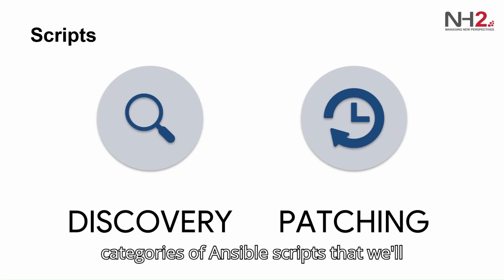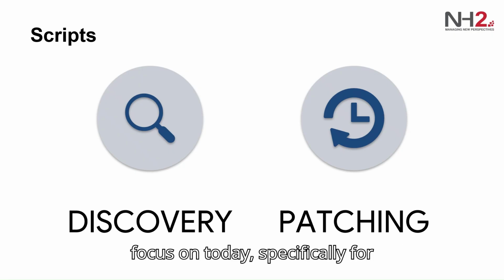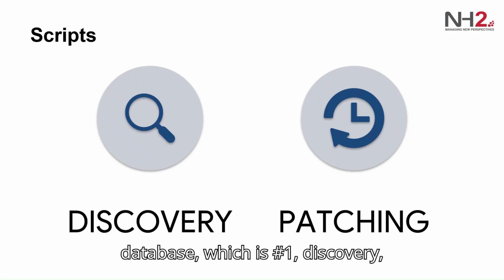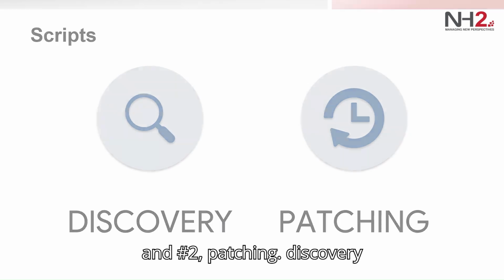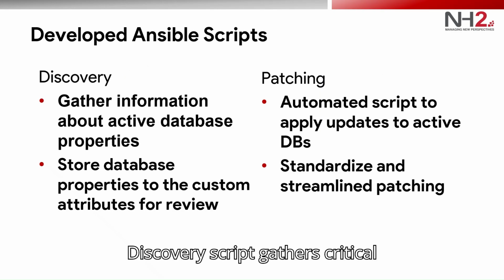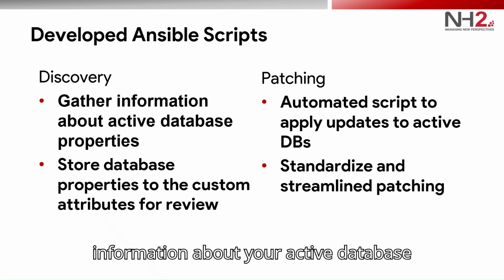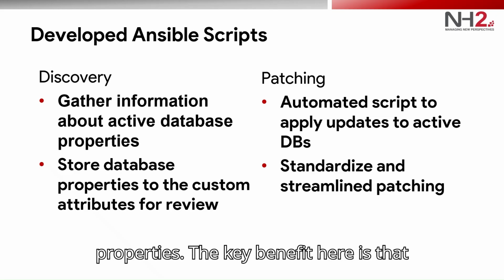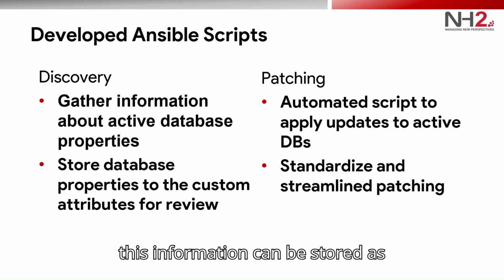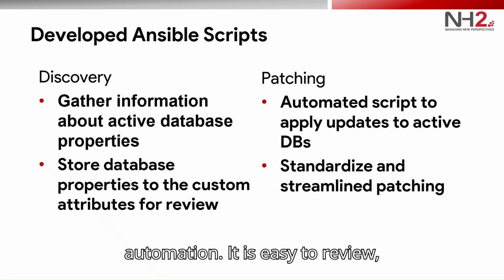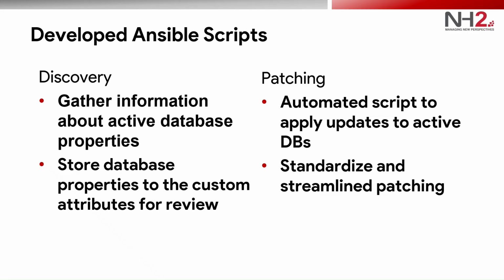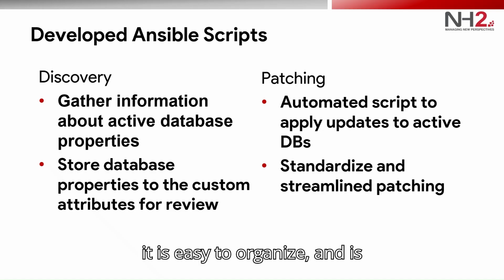We have developed two primary categories of Ansible scripts that we'll focus on today, specifically for database, which is number one, discovery, and number two, patching. First is the discovery scripts. Discovery script gathers critical information about your active database properties. The key benefit here is that this information can be stored as custom attributes within Server Automation. It is easy to review, it is easy to organize, and is a prerequisite for patching.